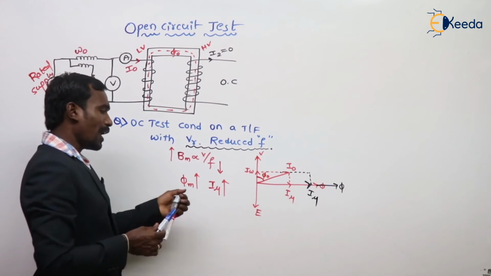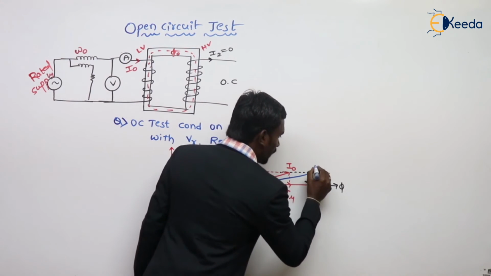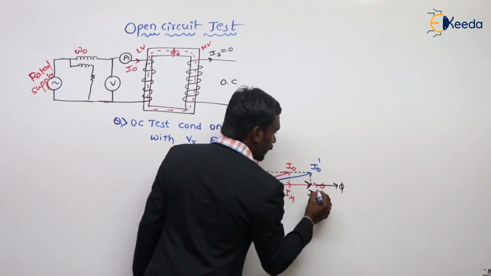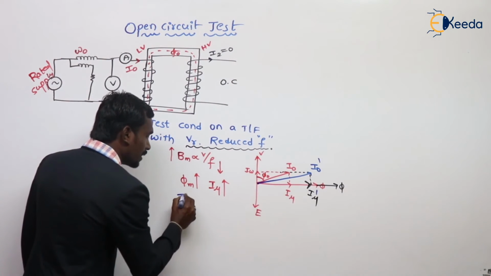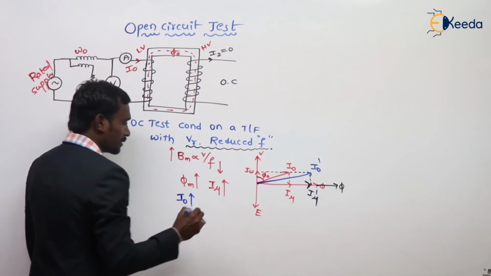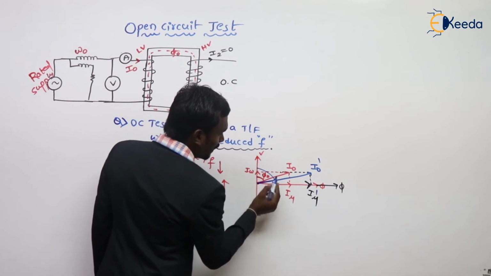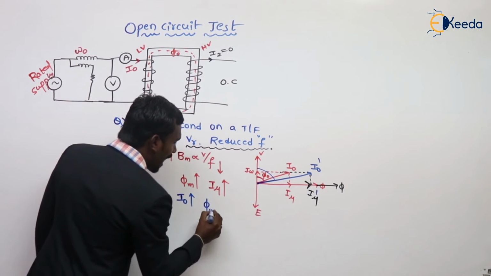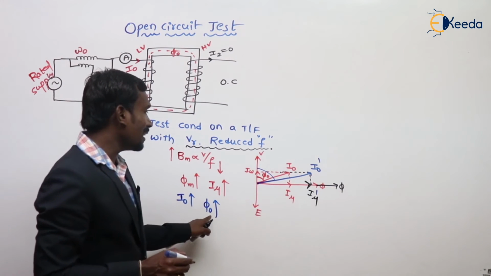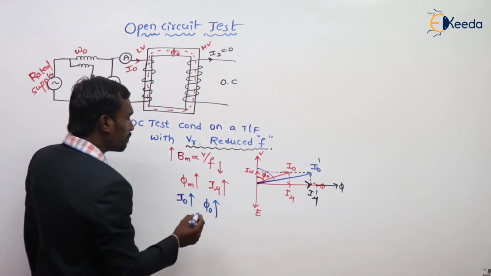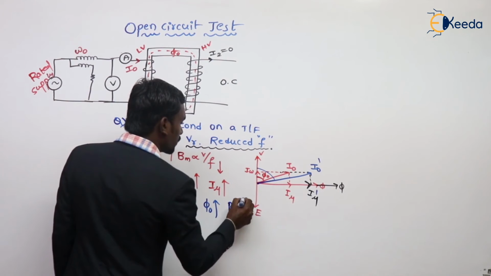But when our flux increases, then I mu increases. Automatically, I naught also increases. What happens, sir? When I mu increases, I naught also increases. When I naught increases, see here, the power factor angle also increases. When the power factor angle increases, power factor decreases. This is important.